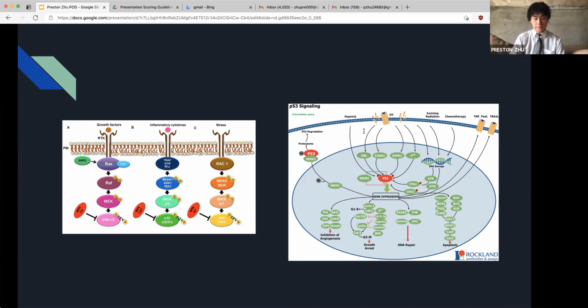TP53 codes for tumor protein 53, and the primary role of tumor protein 53 is to maintain genetic stability, and a mutation in TP53 can lead to genetic instability, which can then lead to different forms of cancer. And lastly, as for FAM46C, there's still a significant level of ambiguity surrounding its exact function. However, some recent studies have pointed to the possibility that it may play a role in maintaining mRNA stability or tumor suppression.